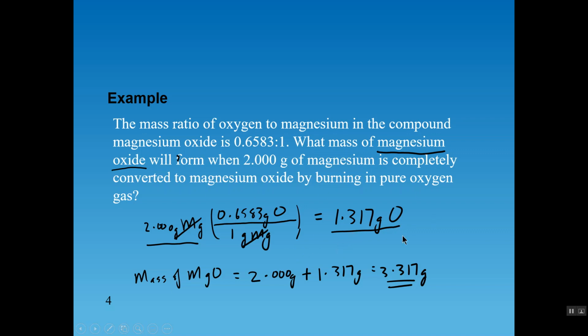Now, that's not the end of answering the question, because the question is not asking for the mass of oxygen. The question is asking for the mass of magnesium oxide. So therefore, what we need to do is take the mass of the oxygen and add it to the original mass of magnesium, and that will give you the mass of the magnesium oxide. So here we have the final answer, which is equal to 3.317 grams, all right? So that's basically how we do this problem.